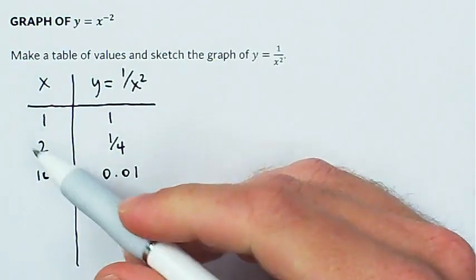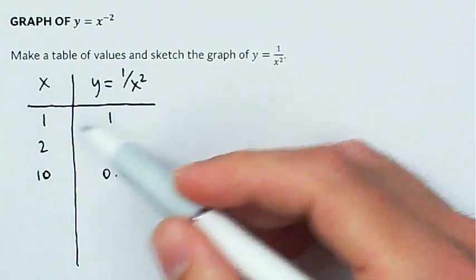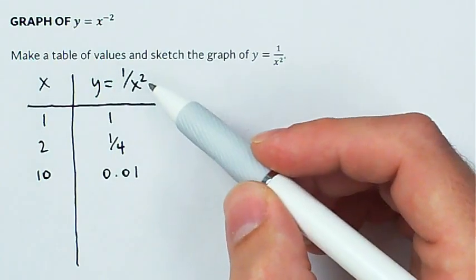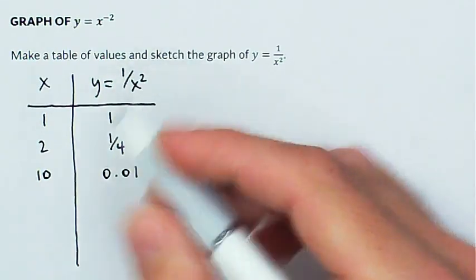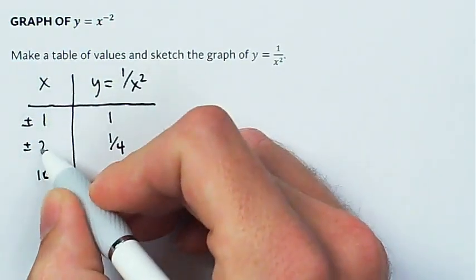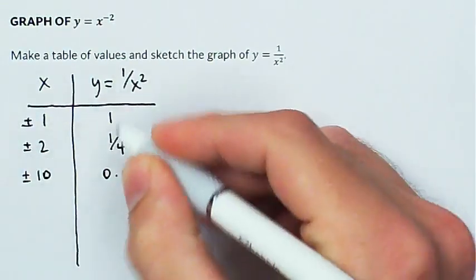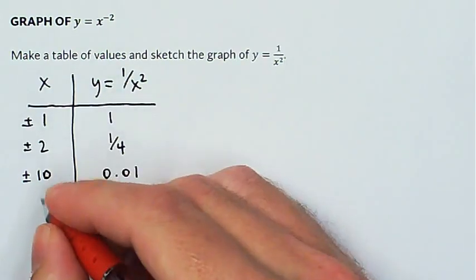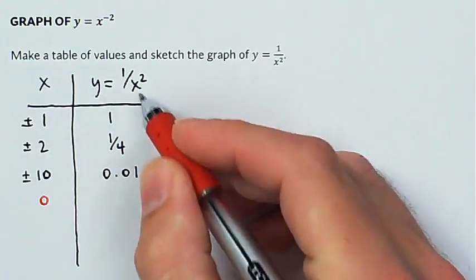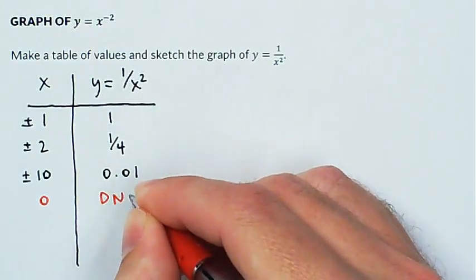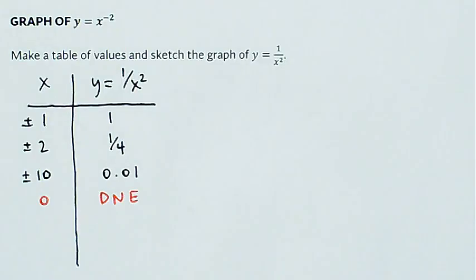But if you think about it, I'd get y equals 1 if this was -1, because I square it first, and then I take 1 over that. Right? And you square anything, you're going to get a positive number. So for plus or minus 1 or plus or minus 2 or plus or minus 10, I'm going to have these same results. But, kind of like 1 over x, the one thing I can't do is plug in x equals 0, because that would cause me to divide by 0, and I'm going to say that does not exist.